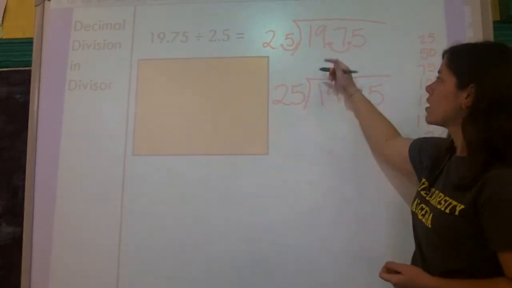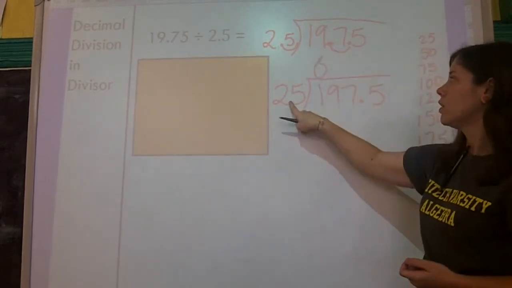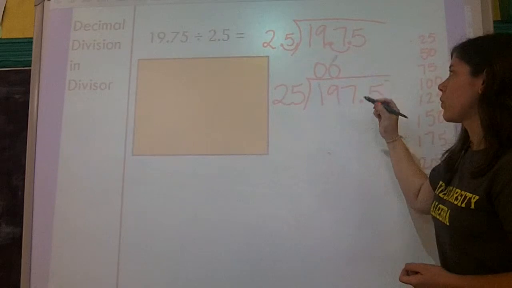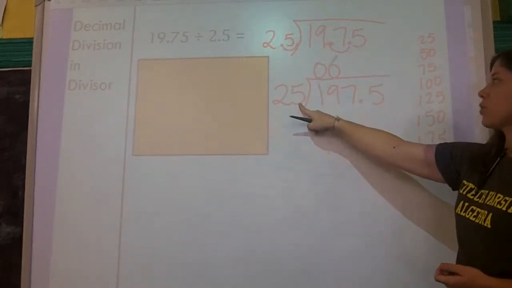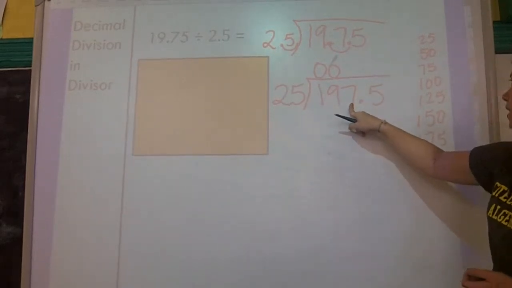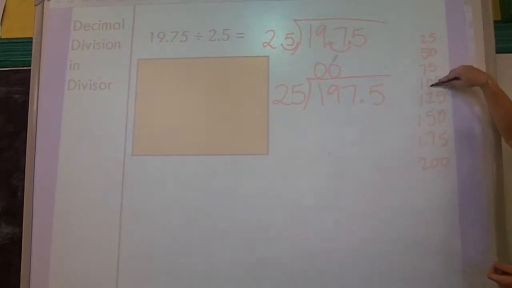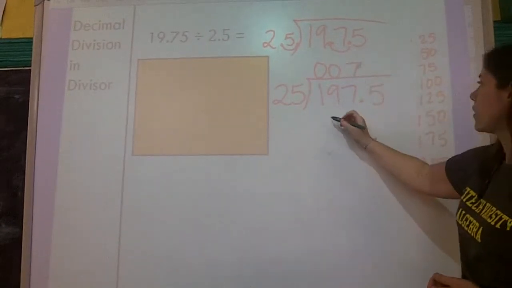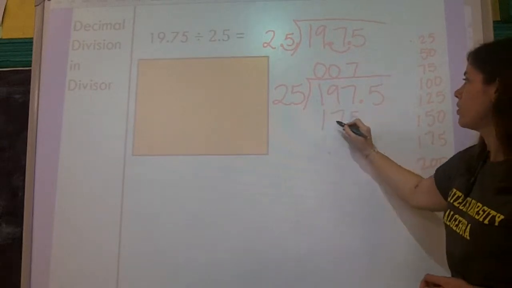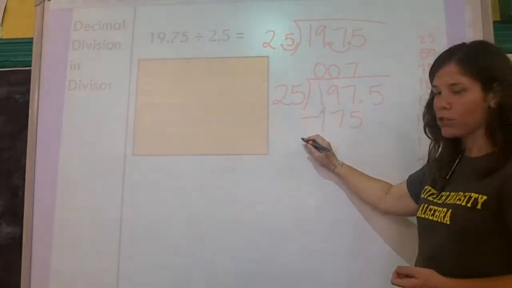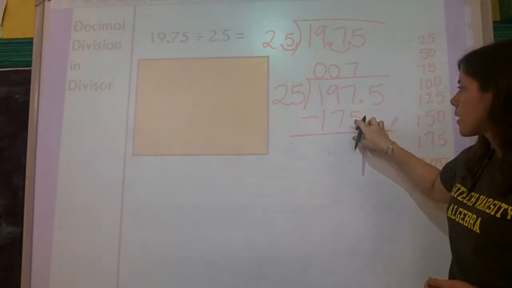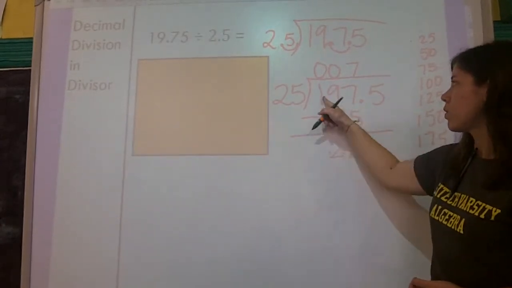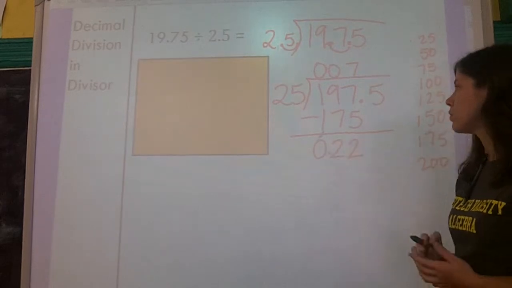25 doesn't go into 1, put up a 0 as a placeholder. 25 doesn't go into 19, put up a 0 as a placeholder. I can count by 25 to get close to 197, 1, 2, 3, 4, 5, 6, 7 times, because 25 times 7 is 175. See, aren't you glad I listed my multiples? 7 minus 5 is 2, 9 minus 7 is 2, 1 minus 1 is 0.